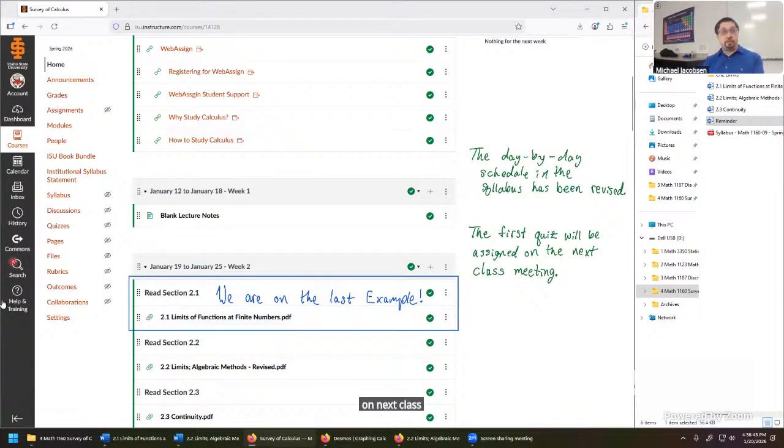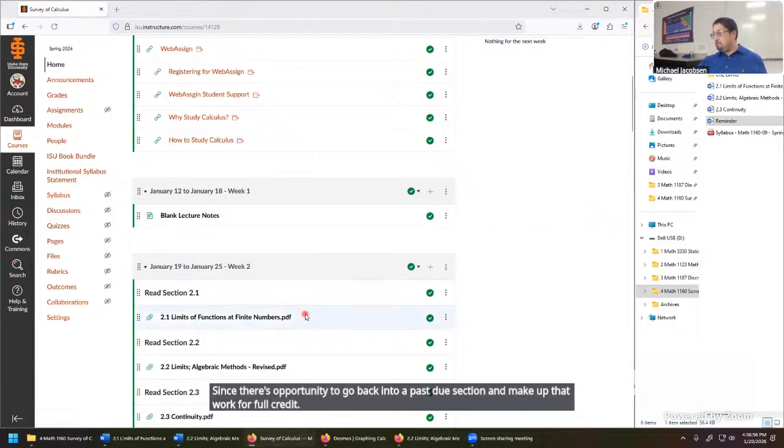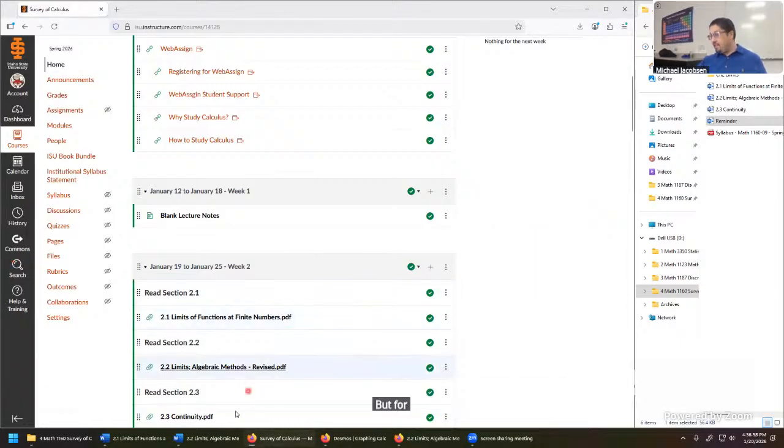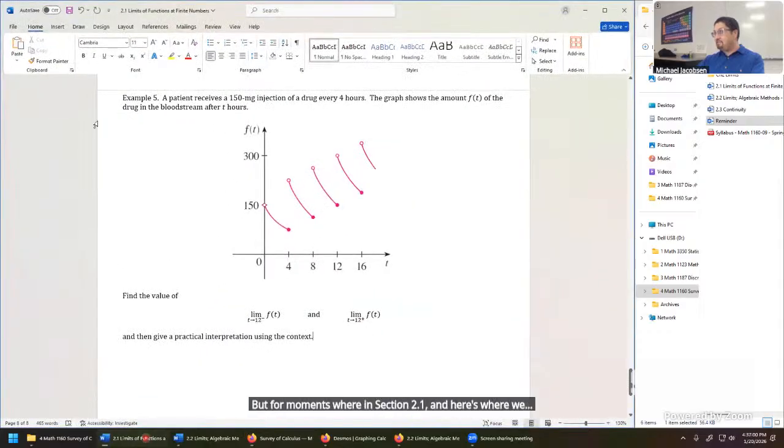But in particular, when a due date goes past, I want to show you what that looks like, since there's opportunity to go back into a past due section and make up that work for full credit. But for the moment, we're in section 2.1, and here's where we left off.